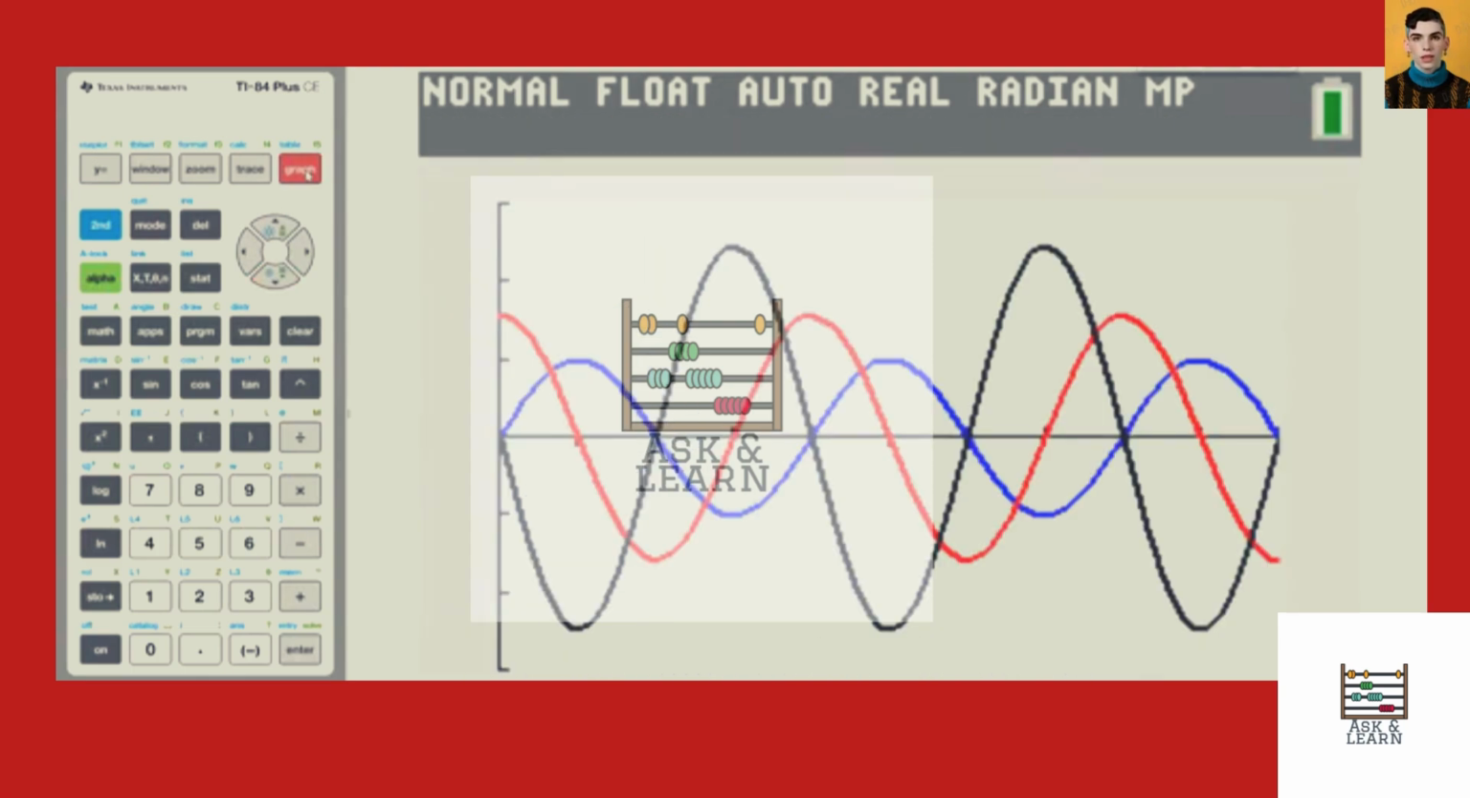So now we press graph, and what we see is the blue one is the original position equation, the red one is the velocity equation, and the black one is the acceleration equation.